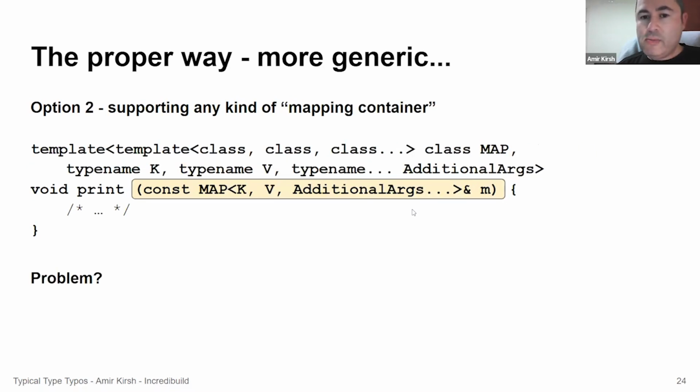Another option is to say, you know what? We want to support any kind of a mapping container. And a mapping container should have a key and a value, using a template template parameter. A key, which is a class, and a value, and additional arguments, which in our case might be comparator and allocator. Now, there is a problem with this one. And the problem is that this one is too generic.